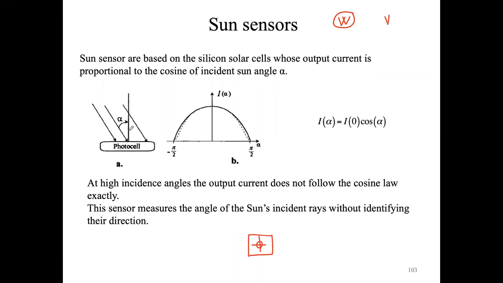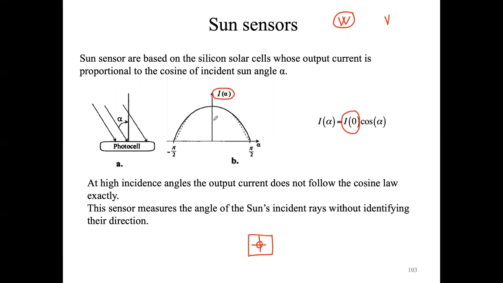If alpha is equal to 0, you have vertical incidence of the sun on the photocell, and you have the maximum intensity that you can measure, I0. The larger alpha is, the lower the signal you receive. Usually this kind of signal has a cosine trend, so I0 cosine alpha gives the solid line, which represents a theoretical model of the photocell response. In reality, at larger alpha you have a different response, close to this dashed line, coming from the imperfection of the photocell.